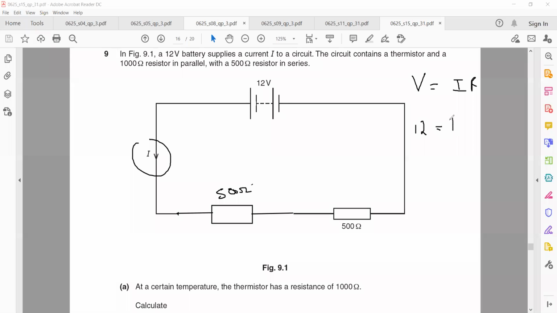What is the total resistance of this circuit? 1000. Because the 500 and 500 are in series, the total resistance is not 500, that's 1000. So I will get the current, which will be 12 divided by 1000. What's the answer? 0.012. So the current here is equal to 0.012 amperes. Is it clear?